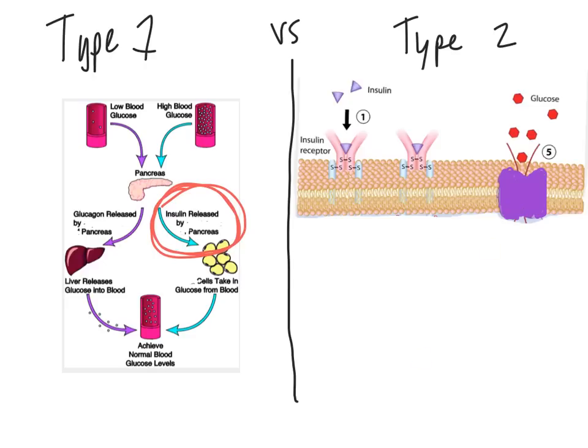So in type 1, the insulin is never there because the pancreas can't make it. In type 2, the insulin does its job, but then the cell does not respond to the message from the insulin. And that's your basis of diabetes.